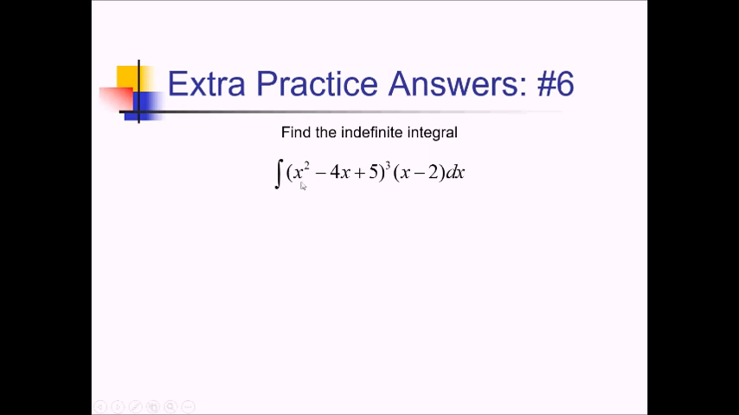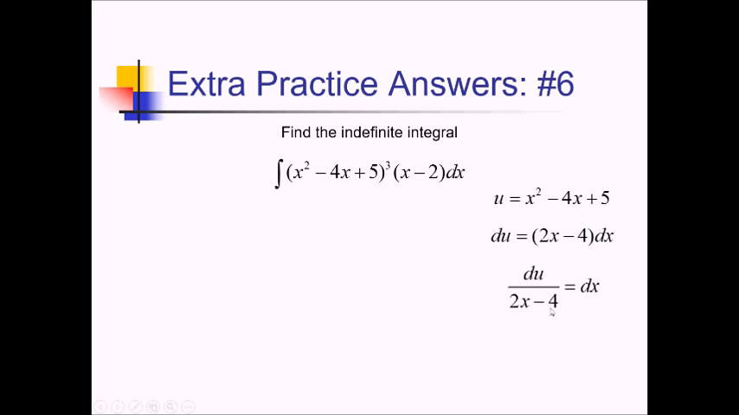Let's let u equal this x squared minus 4x plus 5 expression here. So then du equals 2x minus 4 dx, and we can write du over 2x minus 4 equals dx. Going back and substituting in the original, let's see what happens. I can now write u cubed times x minus 2, and instead of dx, I've got du over this expression.